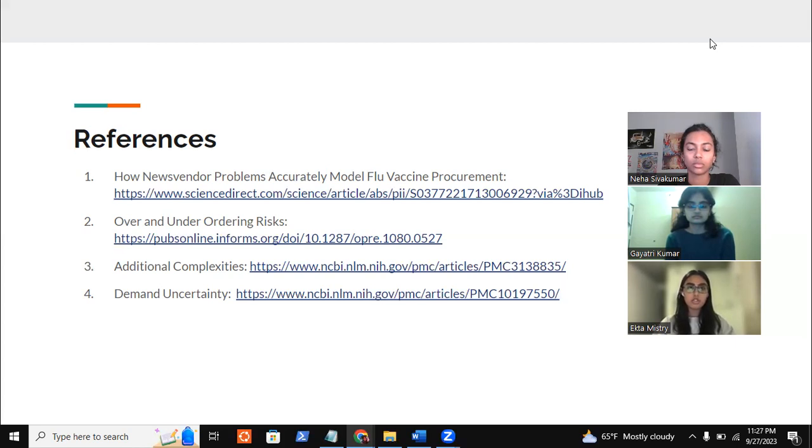The cost of ordering too few vaccines can be enormous and extends far beyond monetary terms, affecting public health and well-being overall. As discussed just now, the risks associated with over and under ordering vaccine inventory are drawn from the article in reference number 2.